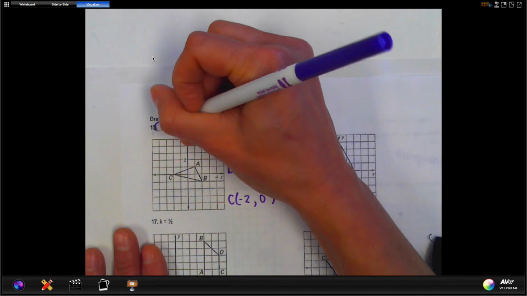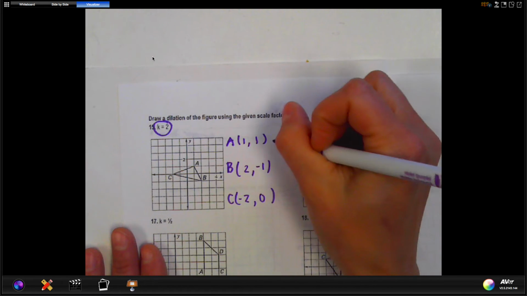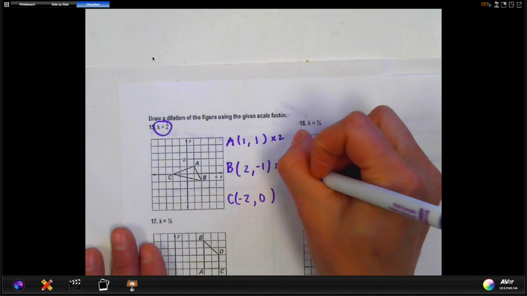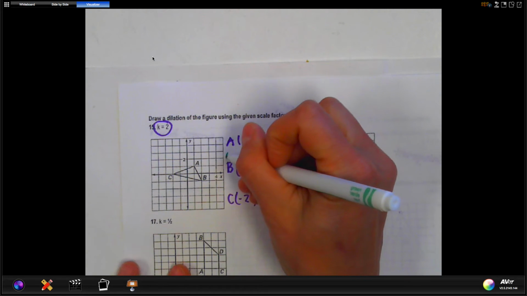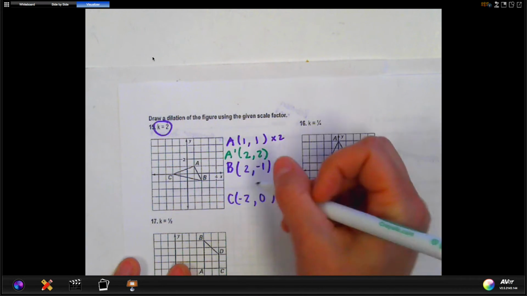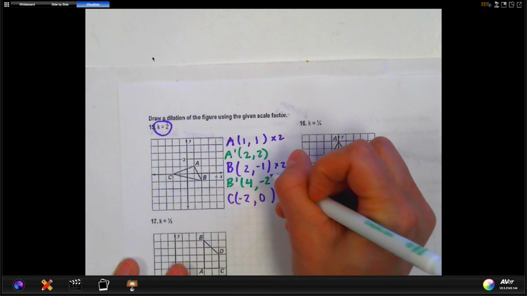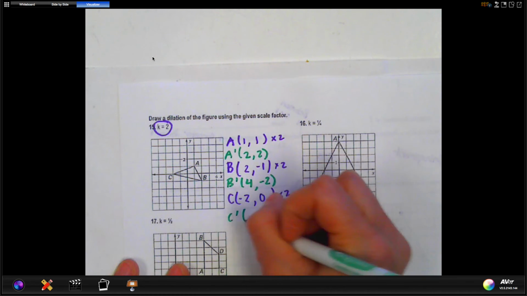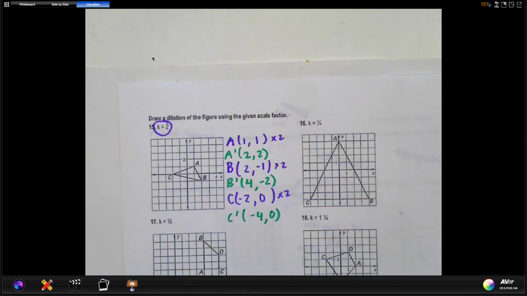Our scale factor is 2, so what we're going to have to do is multiply everything by 2. I don't have enough space here, so I'm going to put it underneath. If I multiply everything by 2, A prime is going to be 2, comma 2. B prime is going to end up being 4, comma, negative 2. And C prime will be negative 4, comma 0. So those are all your points by multiplying everything by 2, and then you put them back on.